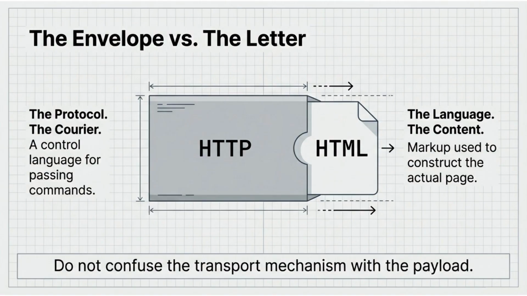The absolute easiest way to think about this is the envelope versus the letter. HTTP is the courier, the postal service, the whole delivery system. It's the envelope that carries the package. HTML is the actual letter inside the envelope. It's the content, the words, and pictures your browser actually reads to build the web page. So HTTP carries HTML, but they are two totally different things.